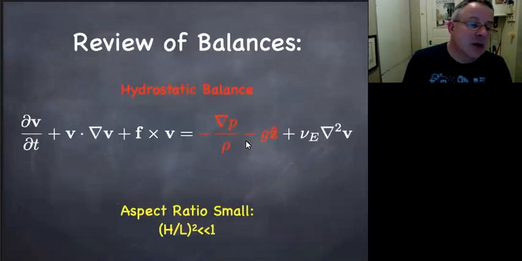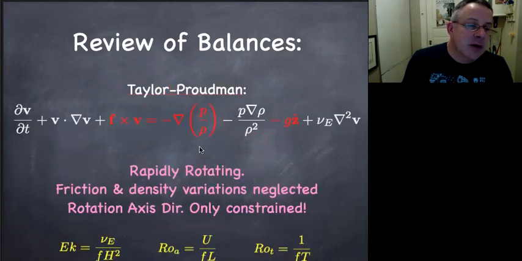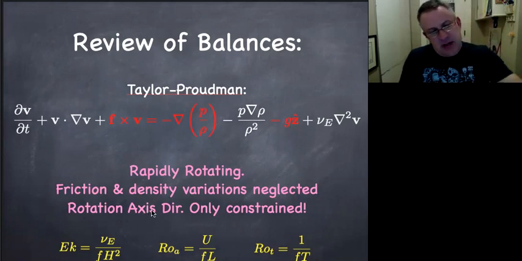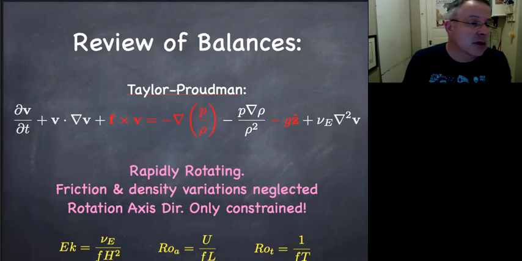Okay, review our balances again. Hydrostatic balance balances the vertical pressure gradient to the combination of the centrifugal force and gravity. Taylor-Proudman theorem involves three different terms in the momentum equation, and remember, it's the one that tells us that there's no shear, and so in the rapidly rotating fluid with negligible friction, negligible density variation, the rotation axis direction is not tilting. There's no tilting in that direction. Everything moves around in the column in that direction.